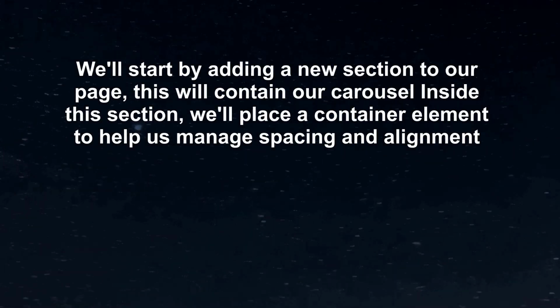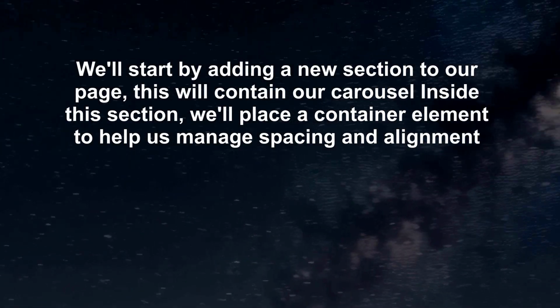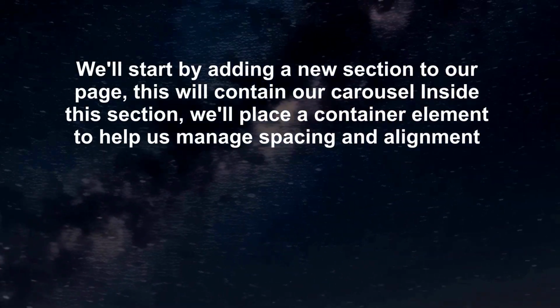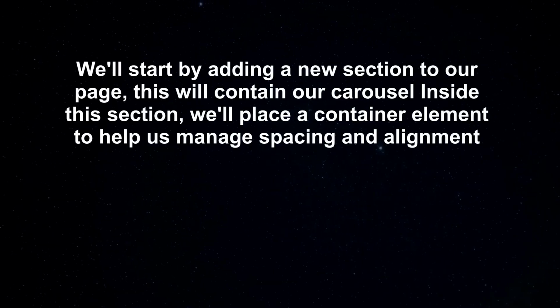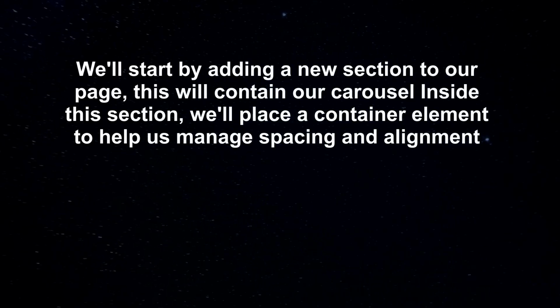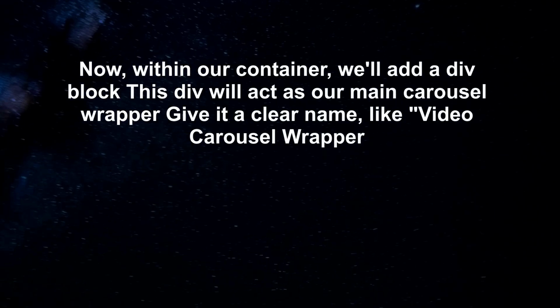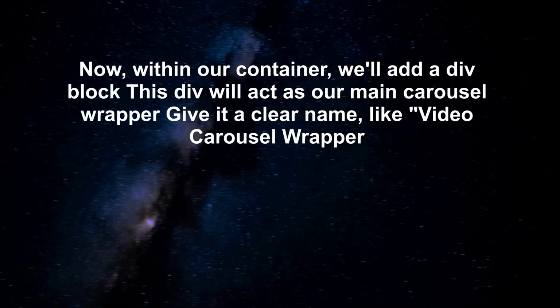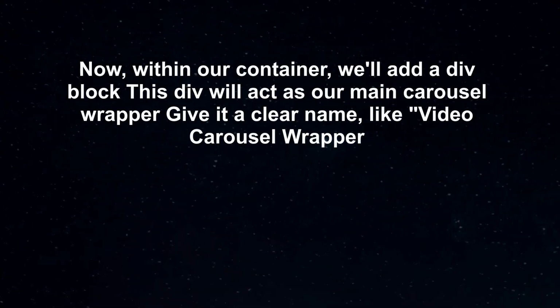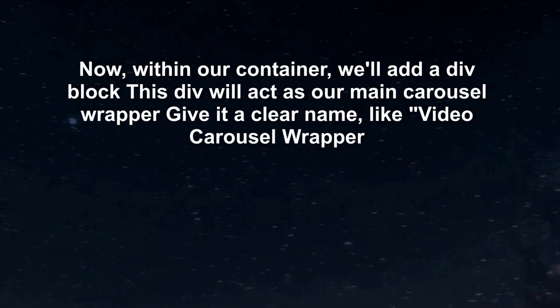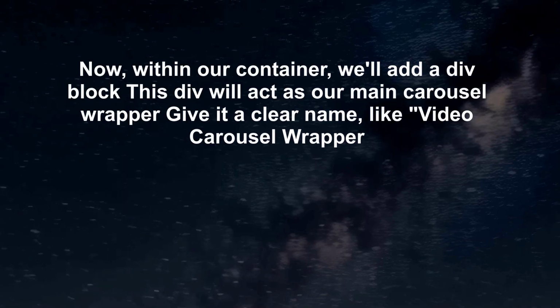We'll start by adding a new section to our page. This will contain our carousel inside this section. We'll place a container element to help us manage spacing and alignment. Now, within our container, we'll add a div block. This div will act as our main carousel wrapper. Give it a clear name, like Video Carousel Wrapper.